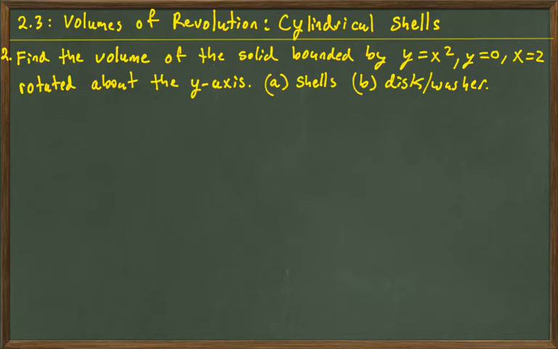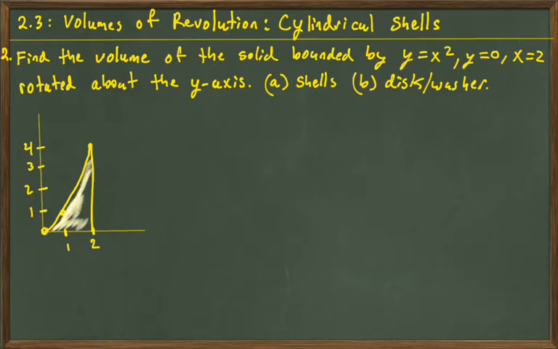Okay, so in this particular problem number 2, we're going to find the volume of the solid bounded by y equals x squared, y equals 0, x equals 2, rotated about the y-axis, and first we'll use the shell method, and then afterwards we'll use the disc or the washer method, whichever is appropriate. So first thing to do is to sketch the region.